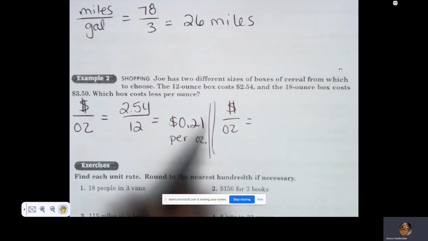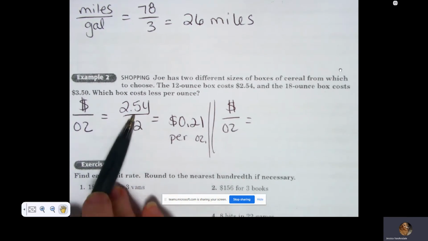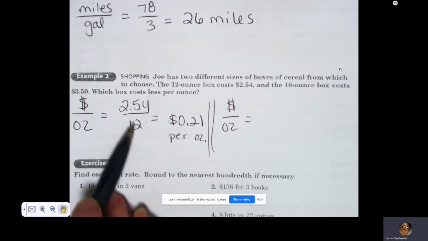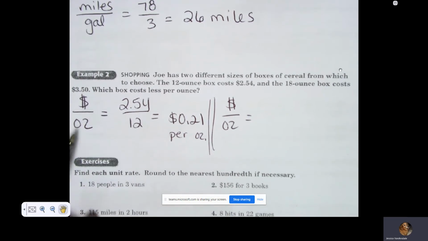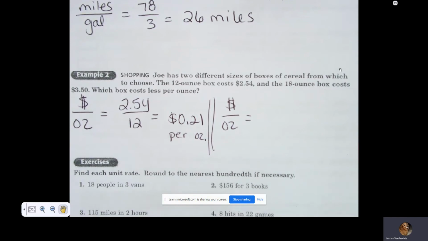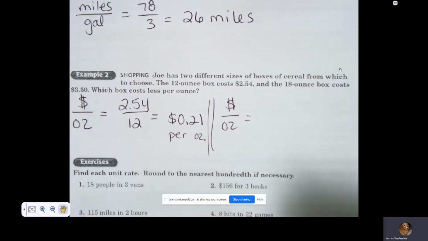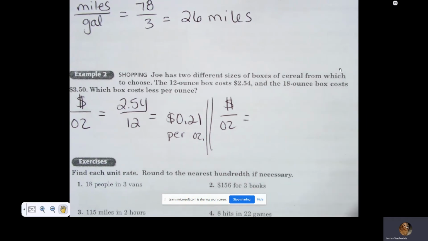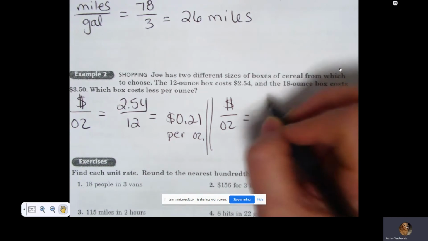All right. Now you can see how being in 7th grade and having a calculator makes this super fast, because last year you'd have had to go to the side and do 12 divided into $2.54, a long division problem. We don't do that anymore. So this is going to seem easier than it did last year, simply because you don't have to do the division off to the side. Is that OZ at the bottom? OZ, ounce. Okay. The next box is 18 ounces for $3.50.